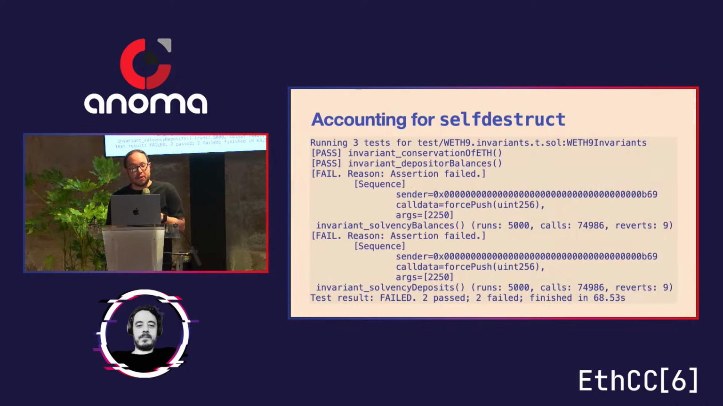OK, so once we've added this to our handler, we run the tests. And fortunately, we can see two invariants have failed here. The solvency balances invariant and the solvency deposits invariant both failed. So one thing we could do here is relax our invariant definition. Maybe the invariant here is just that the contract balance is at least as much as all the deposits. It could be more. But we actually have the ability to account exactly for the amount of force pushed ether, so we can make it a little bit more rigorous than that.